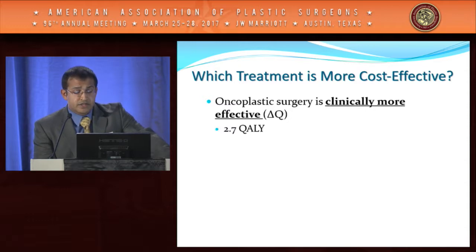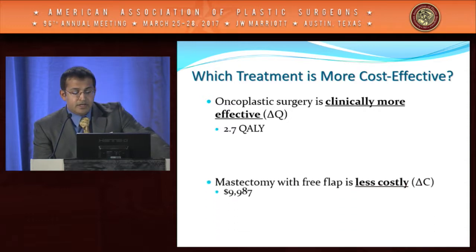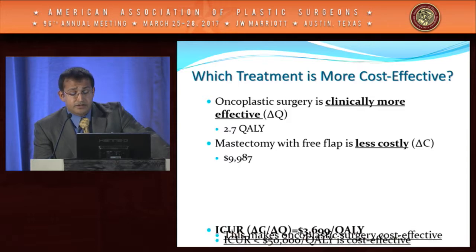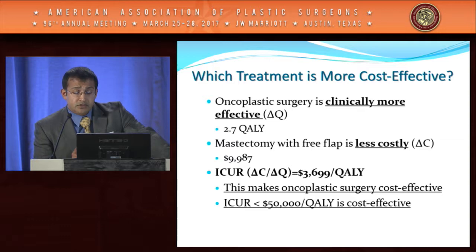With a 2.7 delta with the Q value. But we did know that mastectomy with free flap reconstruction was cheaper by approximately $10,000. So the incremental cost utility ratio, which in essence is the quotient of delta C by delta Q, was $3,600 per quality adjusted life year.